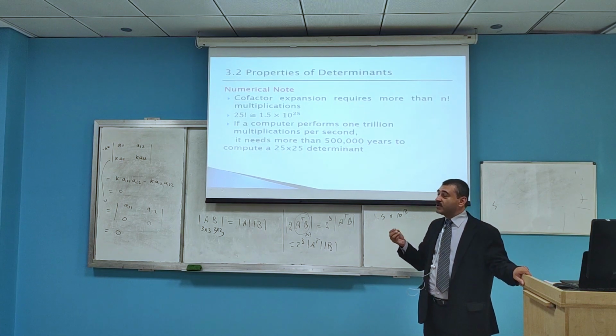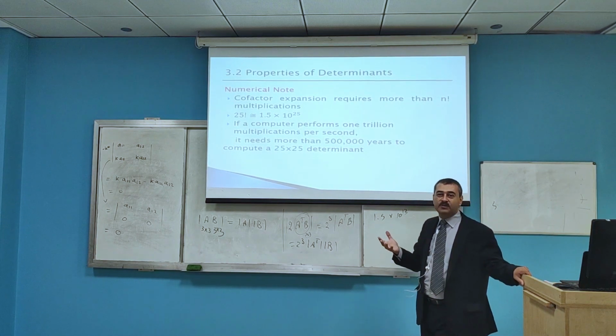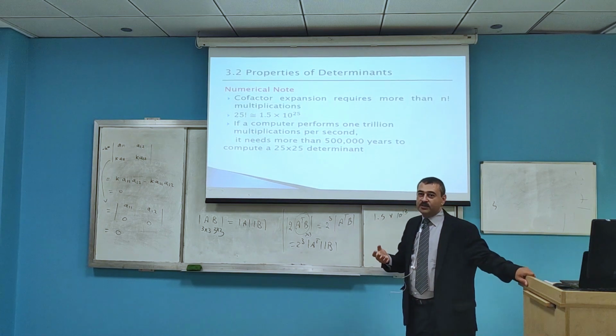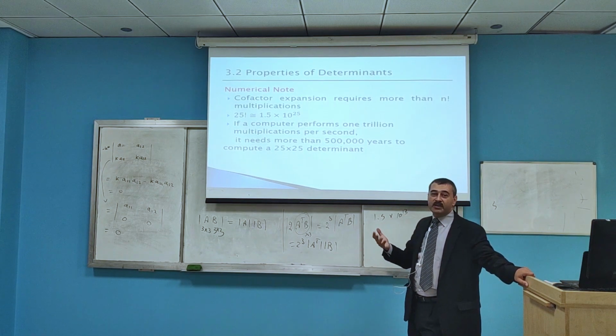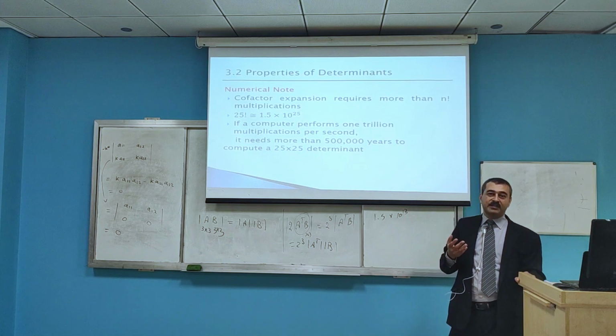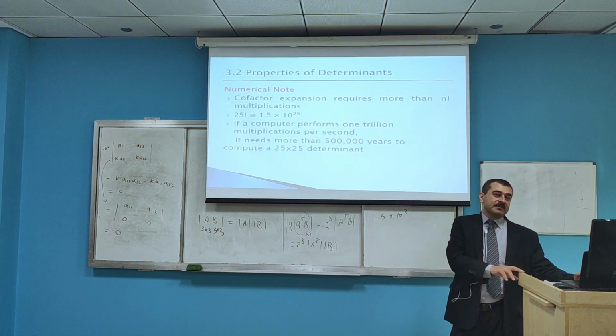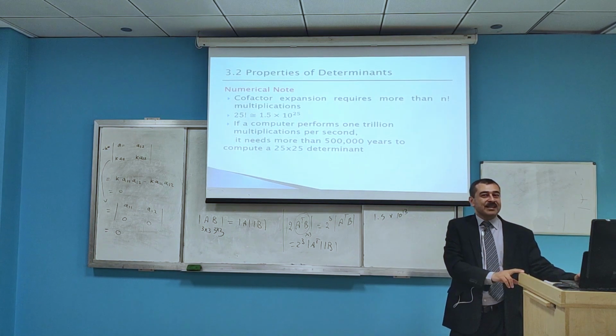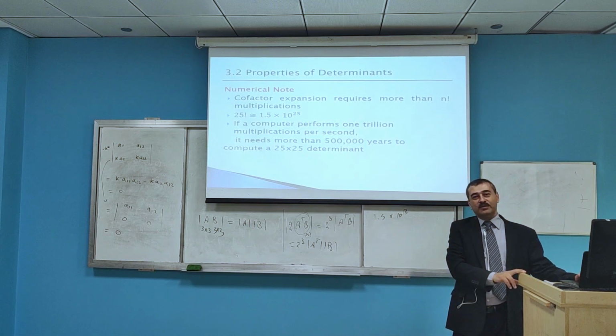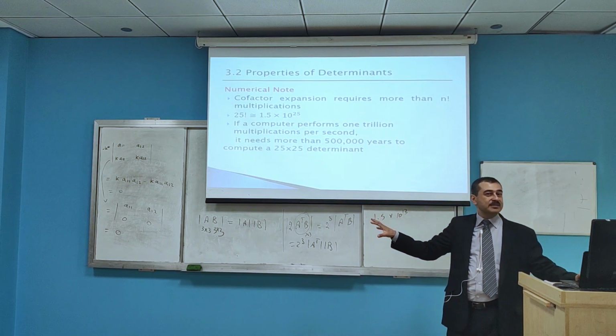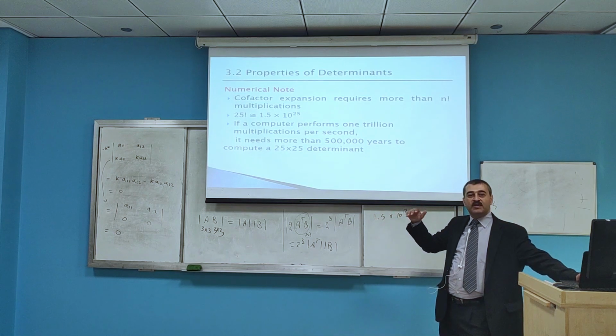Actually, 25 is very small on a computer, a 25 by 25 matrix. We can solve up to 1 million by 1 million and find the determinant in a fraction of a second. We want a better way to find the value of the determinant instead of using the cofactor, based on the properties we mentioned.